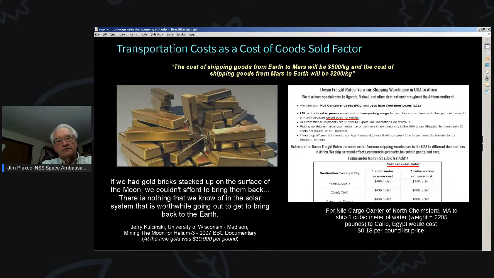$10,000 a pound. Now, one of the Mars Society's competition parameters said that the cost of shipping goods from Mars to Earth would be $200 a kilogram, which is just over $90 a pound. Now, that's significantly less than $10,000 a pound, but it's also significantly more than 18 cents a pound.